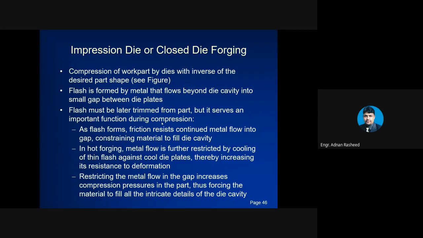Impression die or closed die. In impression die or closed die forging, we have already discussed the compression of a part by dies with the inverse of the desired shape. Flash is formed by the metal that flows beyond the die cavity into a smaller gap between die plates. Flash must later be trimmed from the part because it is useless, yet it serves an important function during compression. Now, what is the importance of the flash that is produced?